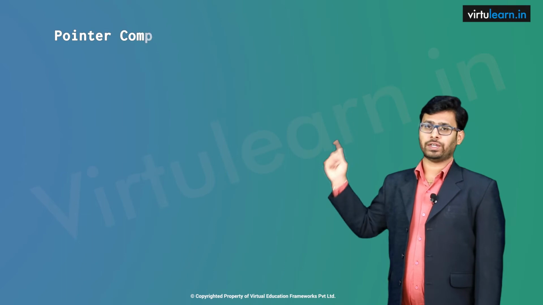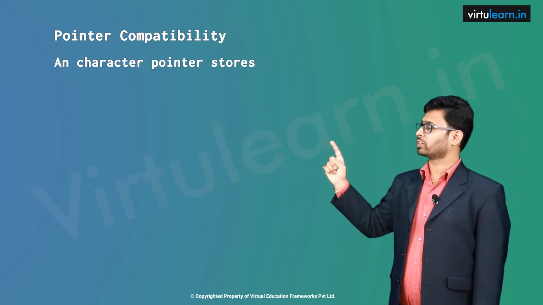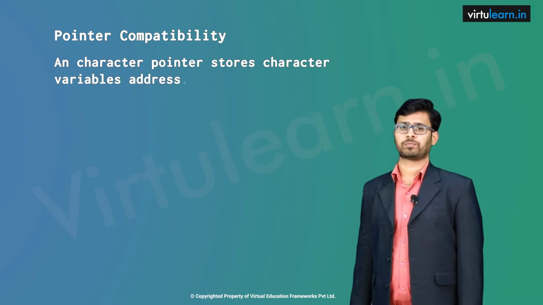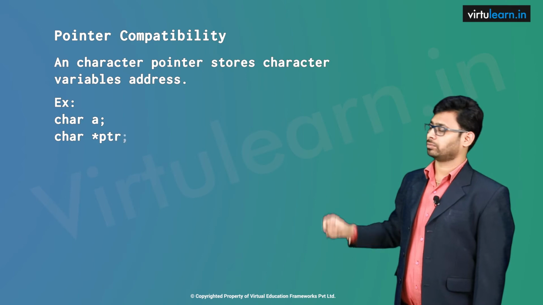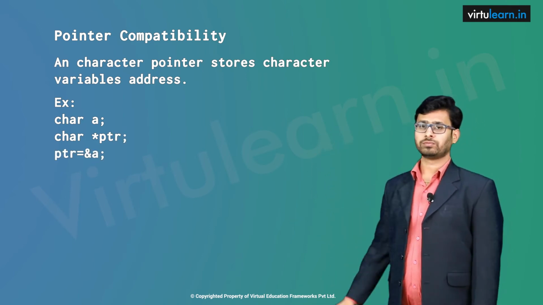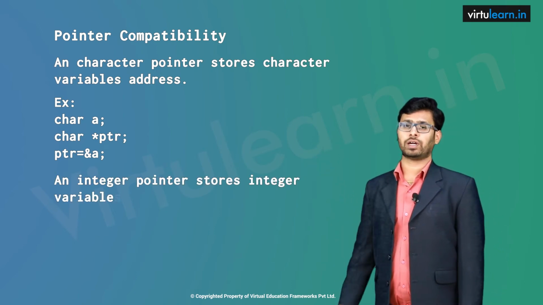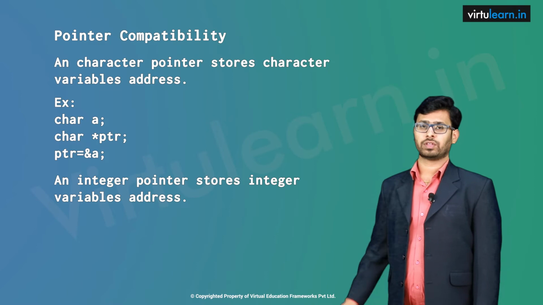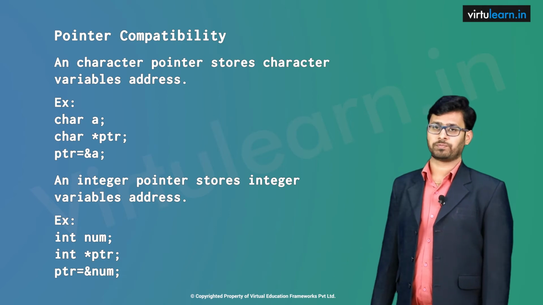Pointer compatibility. A character pointer stores a character variable's address. Example: char a; char *ptr; ptr = &a. An integer pointer stores an integer variable's address. Example: int num; int *ptr; ptr = &num.